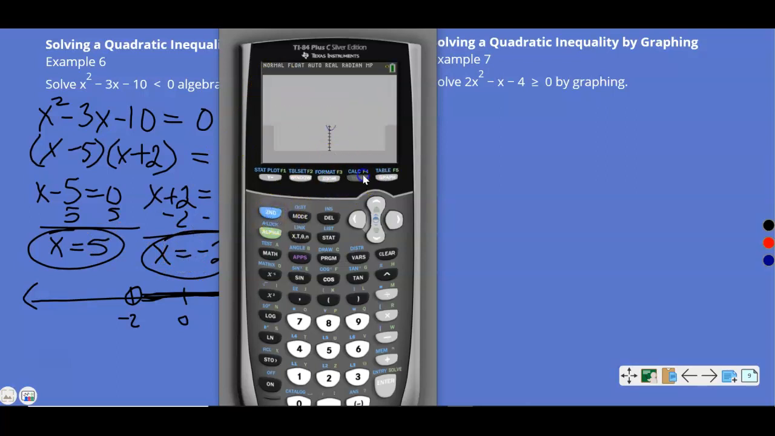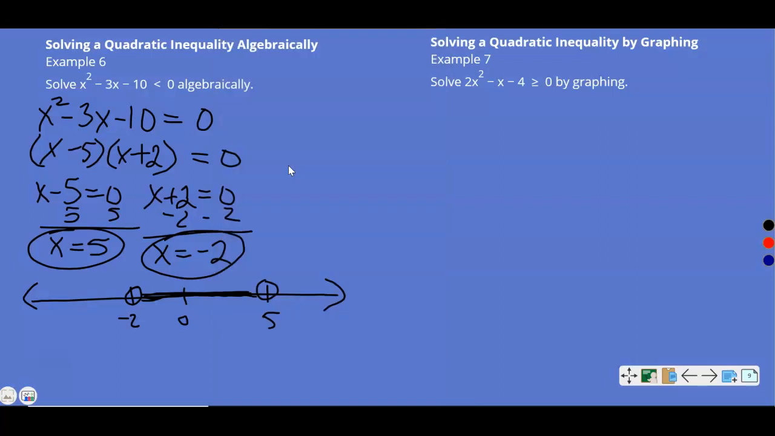So if you do second trace, you see 0 here, so I can do 2. And you see the cursor, I need to go to the left side. I'm going to find this 0 first. It's not exact, but we'll be able to get the 0 by using the calculator to isolate in this area. And then it says our 0 is about negative 1.19. So x is about negative 1.19.